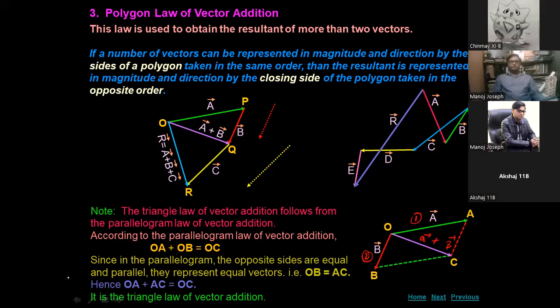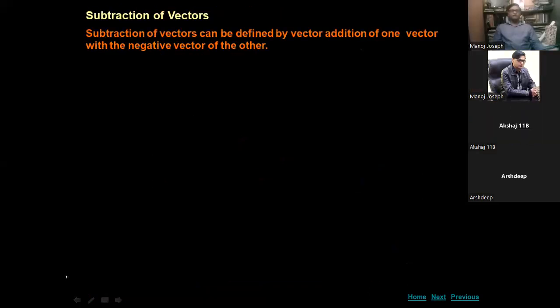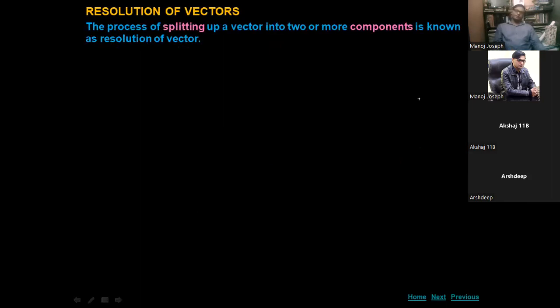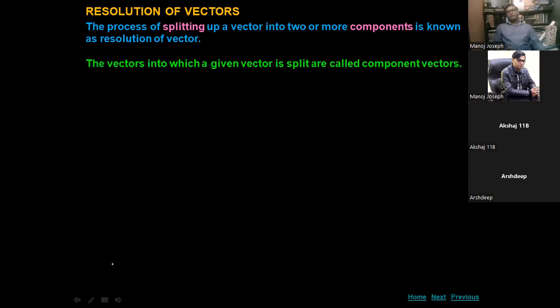Okay. Good. Next slide, subtraction of vectors. Subtraction of a vector can be identified as the vector addition of one vector with the negative vector of the other. I already explained it in the class, so I am just passing it. Resolution of vector. I also explained it, but I will explain it again so that you may understand it fully. The process of splitting up a vector into two or more components is known as resolution of vector. So the splitting of a vector into its constituent components is known as resolution of vector.